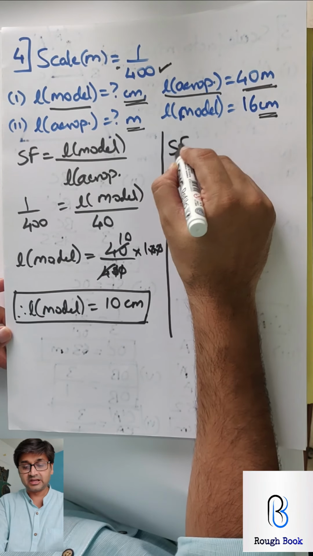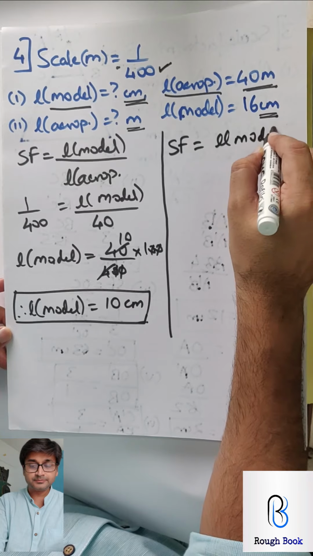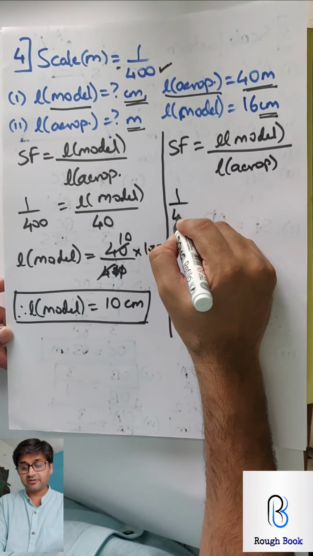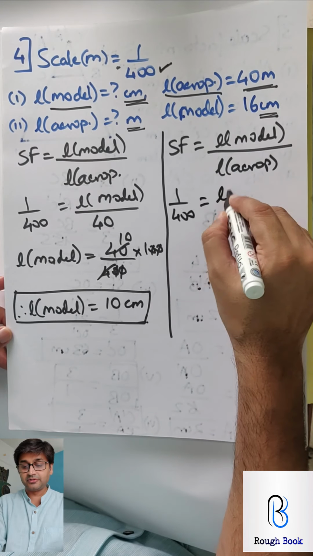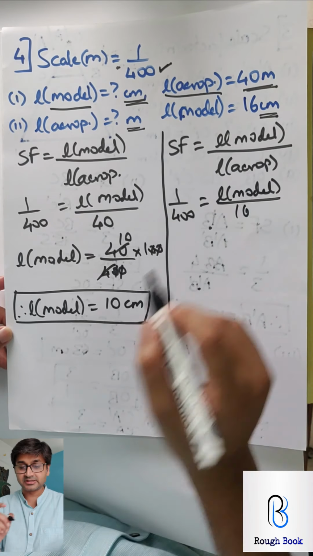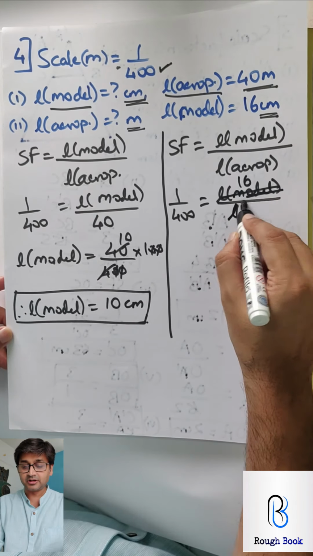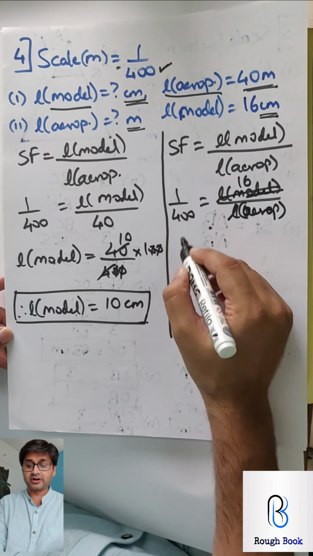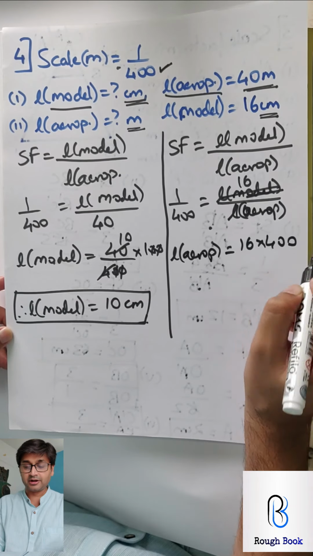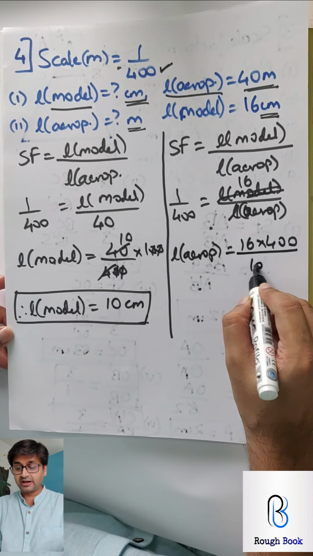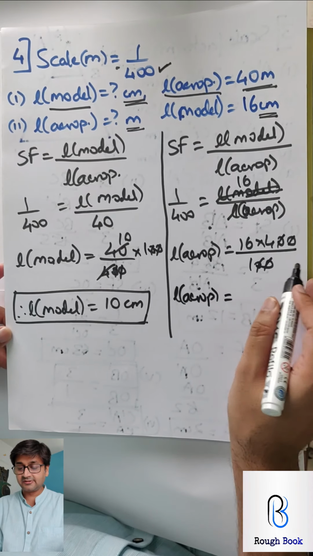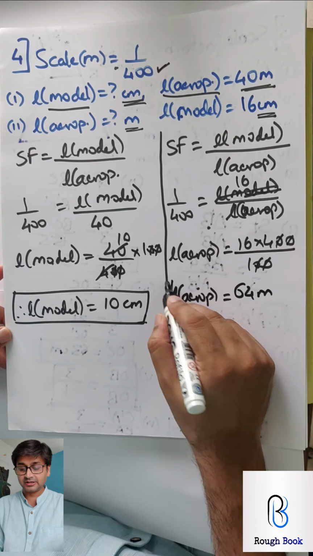Okay. So again, scale factor, length of model upon length of aeroplane. So scale factor 1 by 400. Length of model we don't know, but length of aeroplane is 16 centimeters. Oh, I messed up. Length of model is 16 centimeters and length of aeroplane we are trying to find. So cross multiply, length of aeroplane 16 into 400, but this is centimeters. So divide by 100. So therefore length of aeroplane, 16 fours are 64 meters.